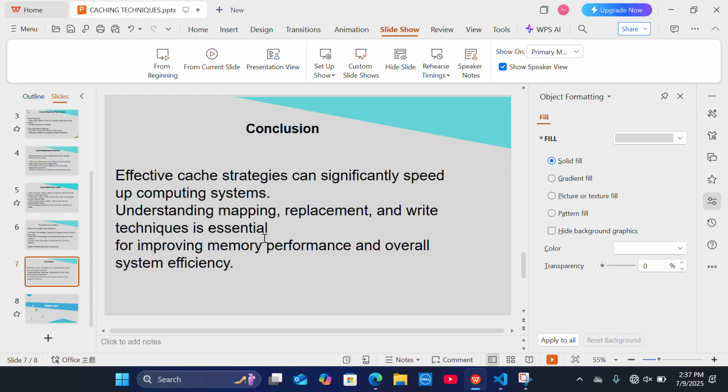So in conclusion, effective cache strategies can significantly speed up computing systems. Understanding mapping, replacement, and write techniques is essential for improving memory performance and overall system efficiency.